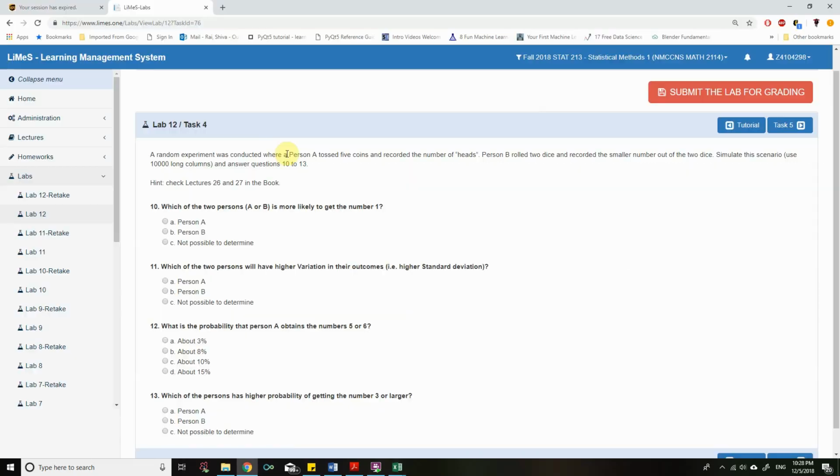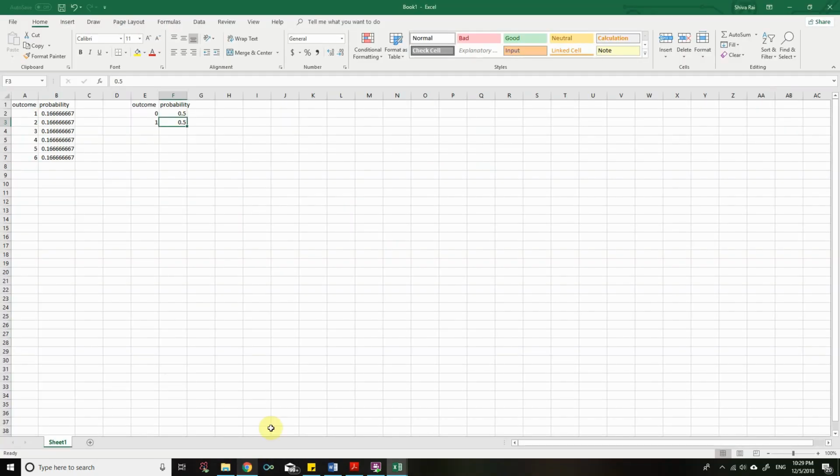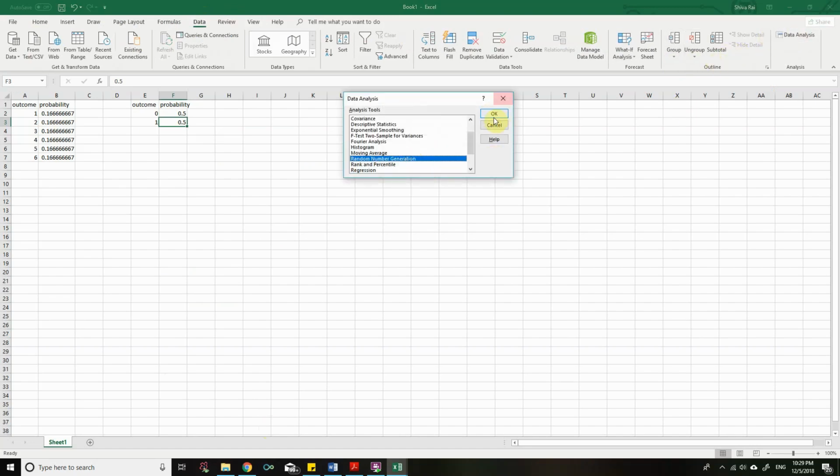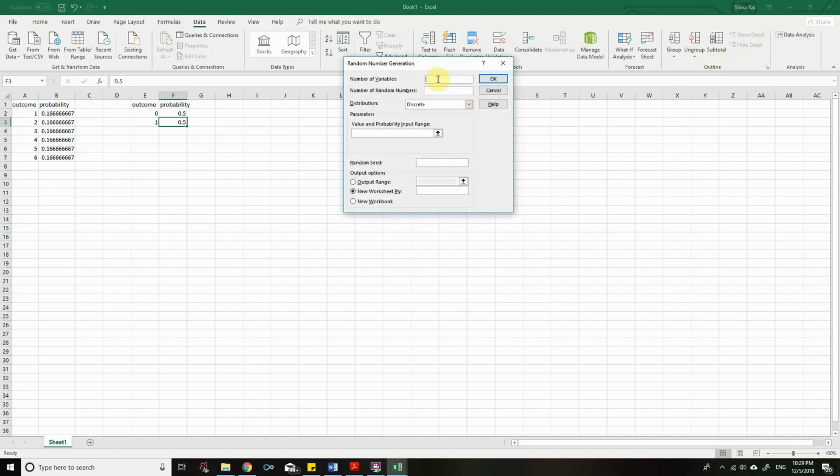Person A tosses 5 coins and records the number of heads. That means we are summing up. Okay, so data analysis, go for random number generation, click on OK. Go for discrete distribution. Number of variables is 5 since we are tossing 5 coins, and 10,000 columns.